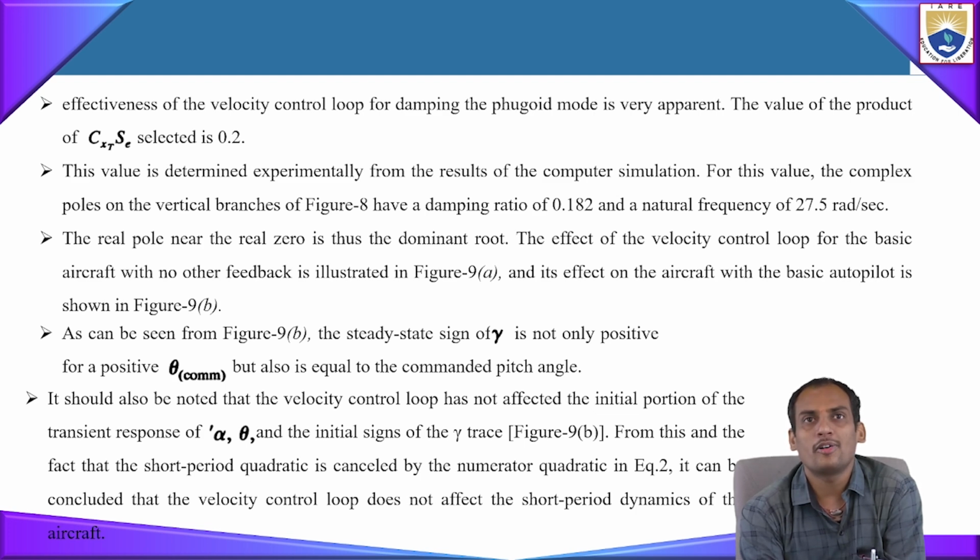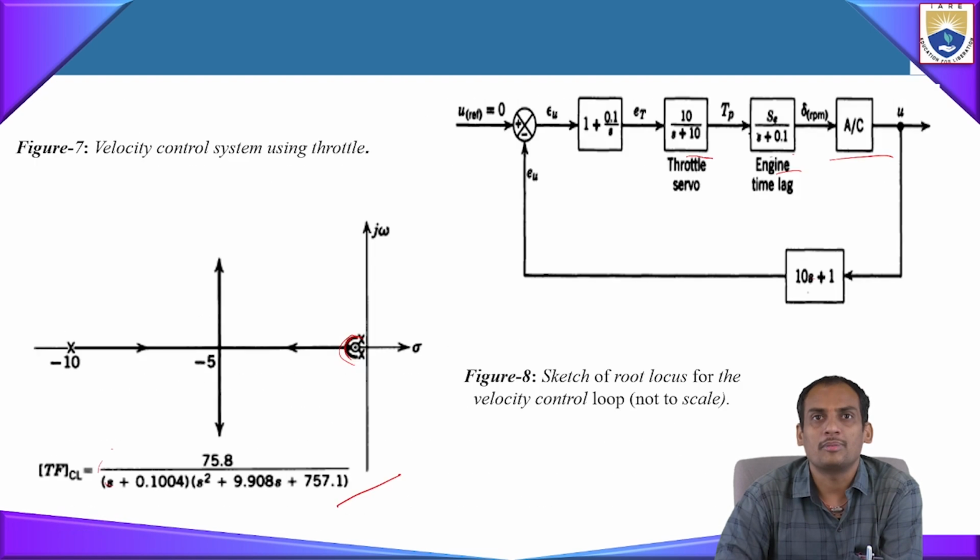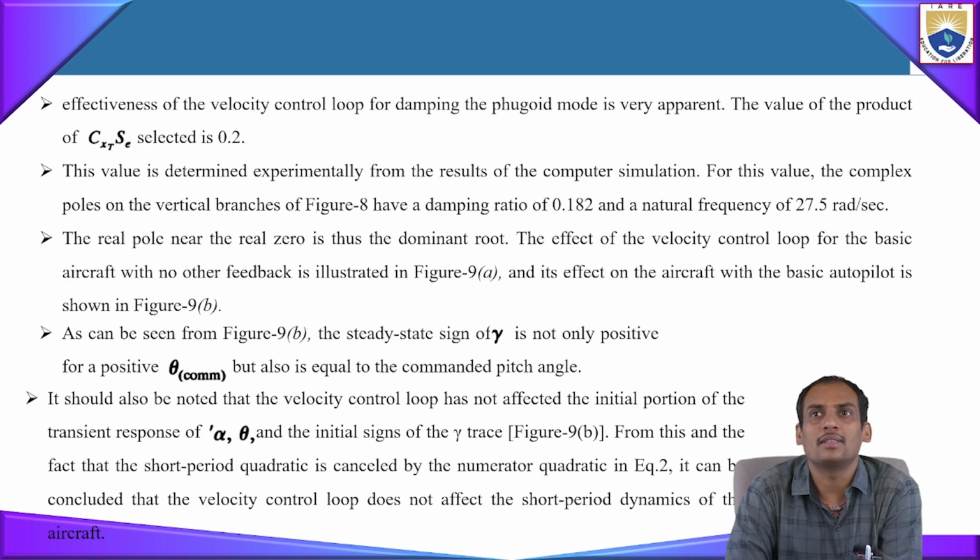For this value, the complex poles and poles on the vertical branches have been given in figure 8. Here the damping ratio is 0.182. Here you see figure 8, which was shown before. The root locus plot is what they have given. The real pole and the real zero are the dominant root only.